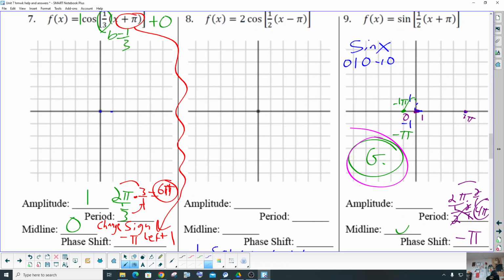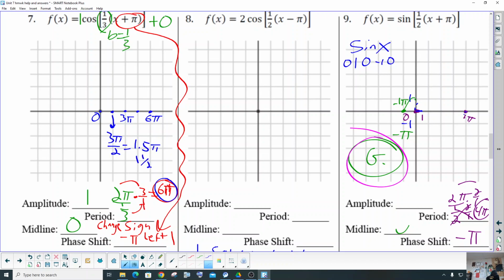So we do our 5 magical dots. And we do our period, which is 6 pi. So that's 0 to 6 pi. We cut that in half, and we get 3 pi. We cut that in half, and we get 3 pi over 2, which is the same as 1.5 pi.